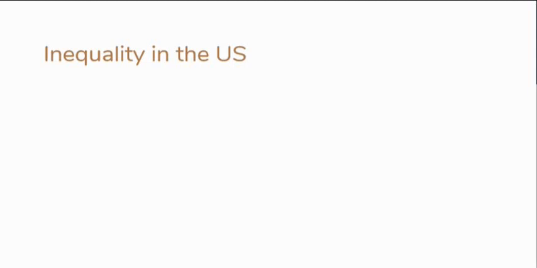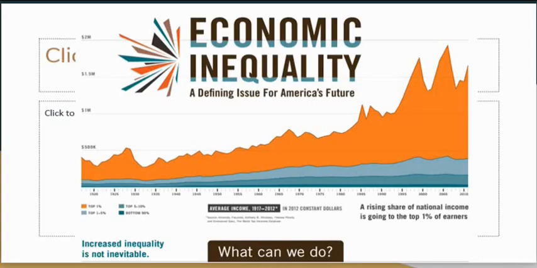Firstly, let's talk about this graph. As we can see, there is a rise in the income of the 1% of the population, and it's high. There is a big gap between the 1% and the other 99% of the population.